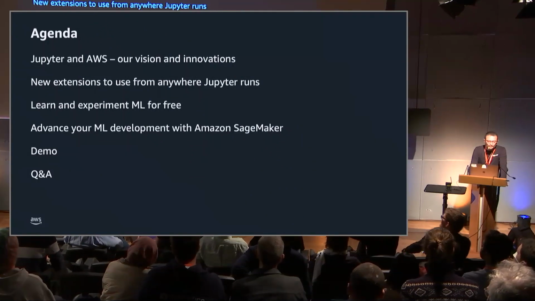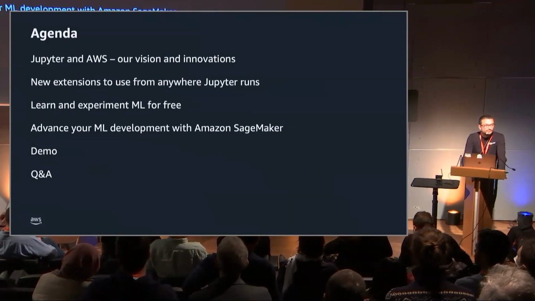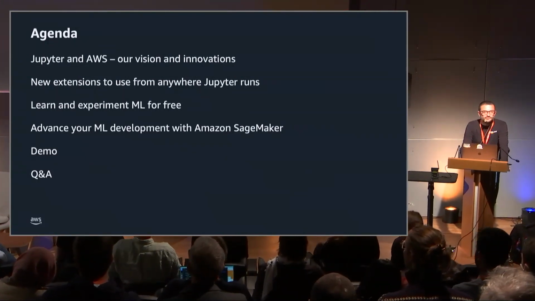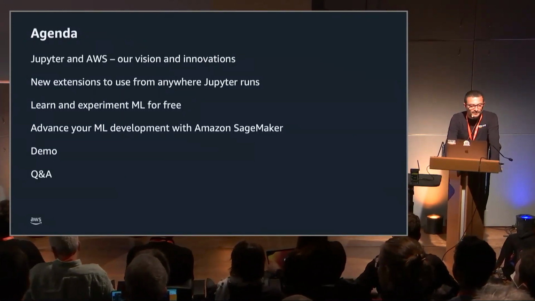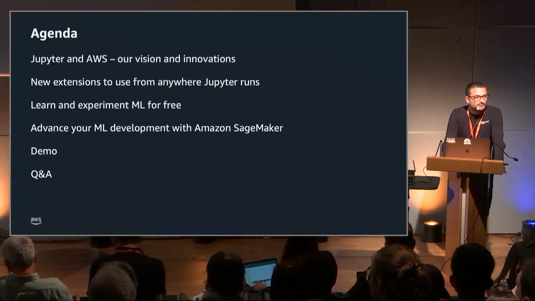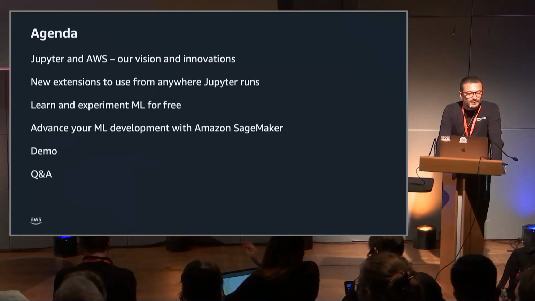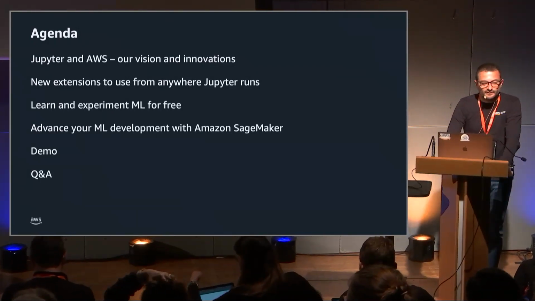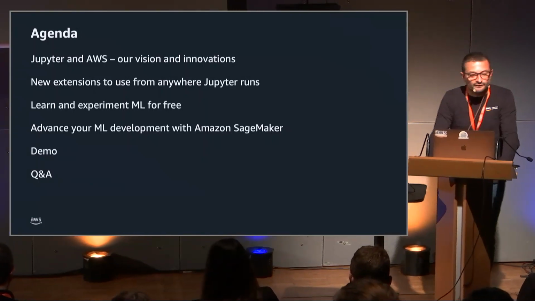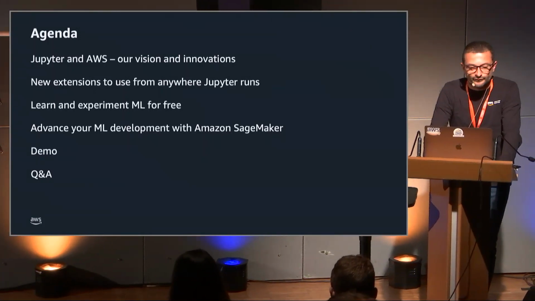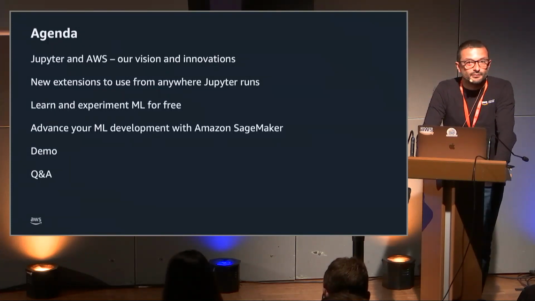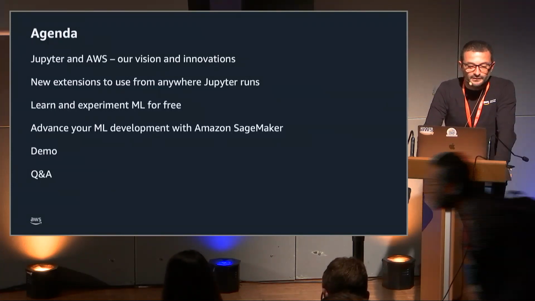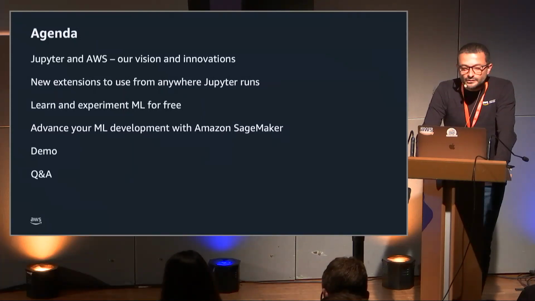So let's quickly go through the agenda for today. We will start with Jupyter and AWS, our vision and the innovations. Then we will talk about the new extensions that you can use from anywhere Jupyter runs. And then we will see how to get started in the cloud with AWS to learn and experiment ML for free. And finally, how to advance your machine learning development with Amazon SageMaker. We will save some time for a quick demo as well, and hopefully Q&A at the end of the session.